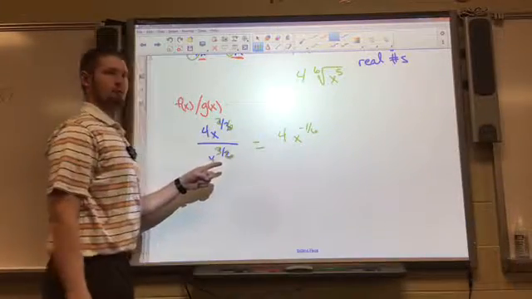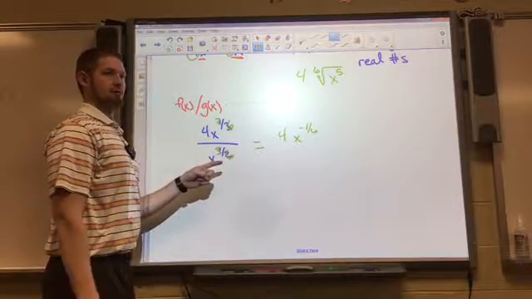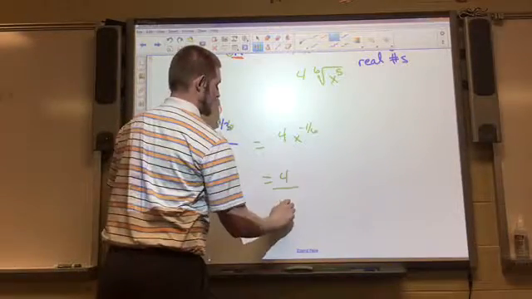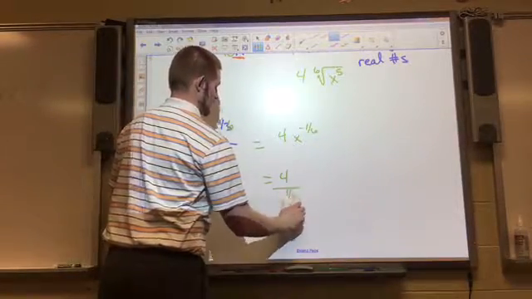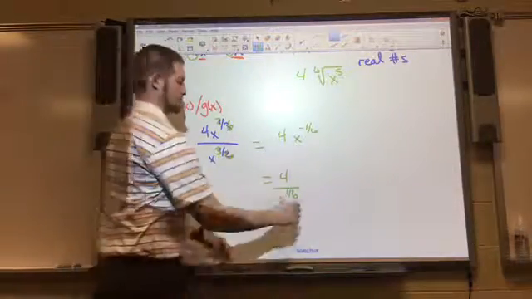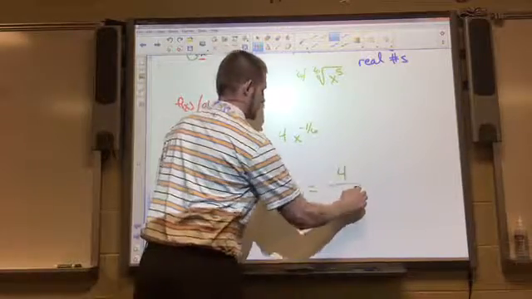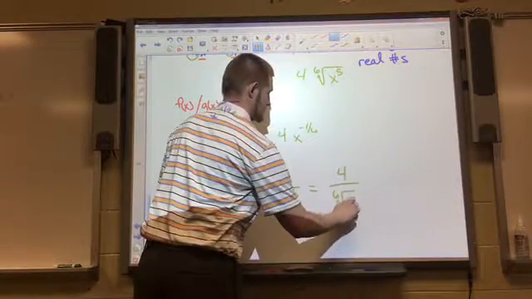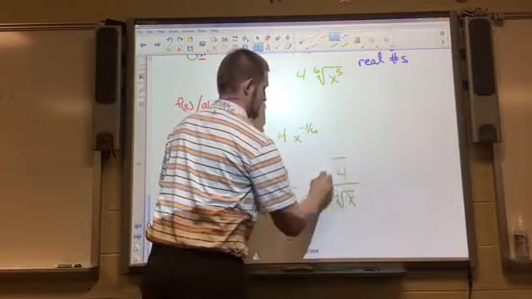So where does that need to go? On the bottom with us, Devin. So I have 4 divided by x to the 1/6, right? Okay, personally, I like to think of that as a radical because it's easier for me to find the domain. So I have this, correct?